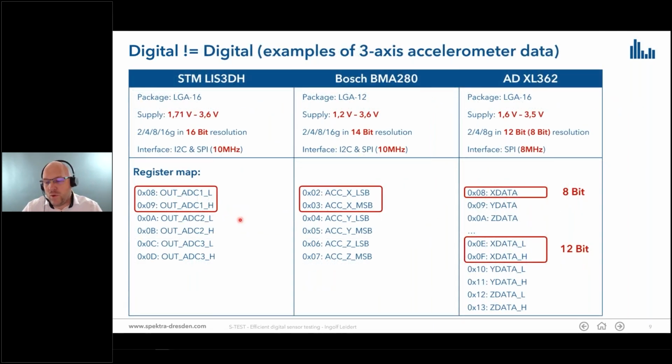An example of why, even though we call all of these sensors digital, digital is not equal digital. I just picked an example here. I picked 3 standard consumer MEMS accelerometers from STMicro, Bosch, and Analog Devices, and just want to show you how different these devices represent their data. Not only does the power supply vary, they have different resolution of their measurement values, and they are also able to transport their digital data with totally different transfer speeds.